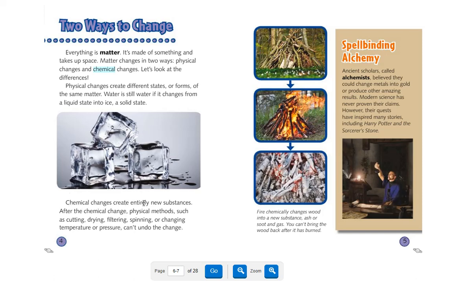Chemical changes create entirely new substances. After the chemical change, physical methods such as cutting, drying, filtering, spinning, or changing temperature or pressure can't undo the change.